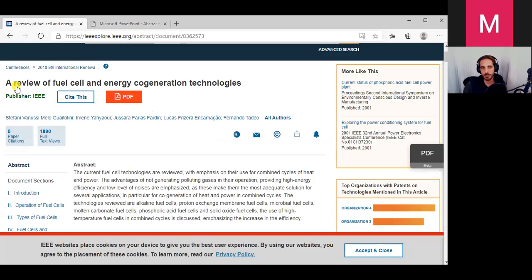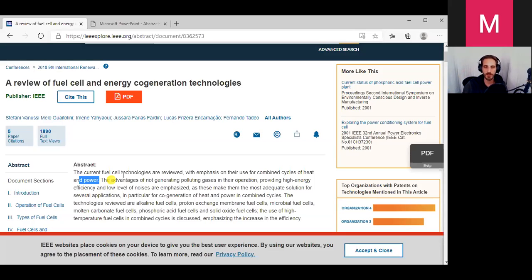Sure enough, if we look at this review of fuel cell and energy cogeneration technologies, the very first line says, current fuel cell technologies are reviewed and emphasis is placed on their use in a combined cycle of heat and power. At least for me, that is exactly what I need because the reason I'm after a molten carbonate fuel cell is to know how it fits into UCSD's microgrid facility, which also includes a cogeneration facility. So this sounds exactly like what I'm after.